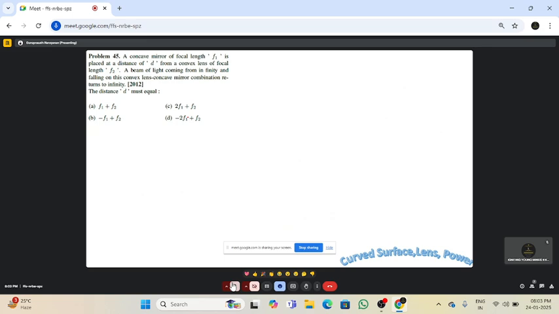A concave mirror of focal length f1 is placed at a distance of d from a convex lens of focal length f2. A beam of light coming from infinity and falling on this convex lens concave mirror combination returns to infinity. The distance d must be equal to. We saw this kind of problem in the last class. I told you it's called lens and mirror combination. Questions are often asked on this same concept. If you understand this, it's a very easy problem, otherwise it's a very difficult one.